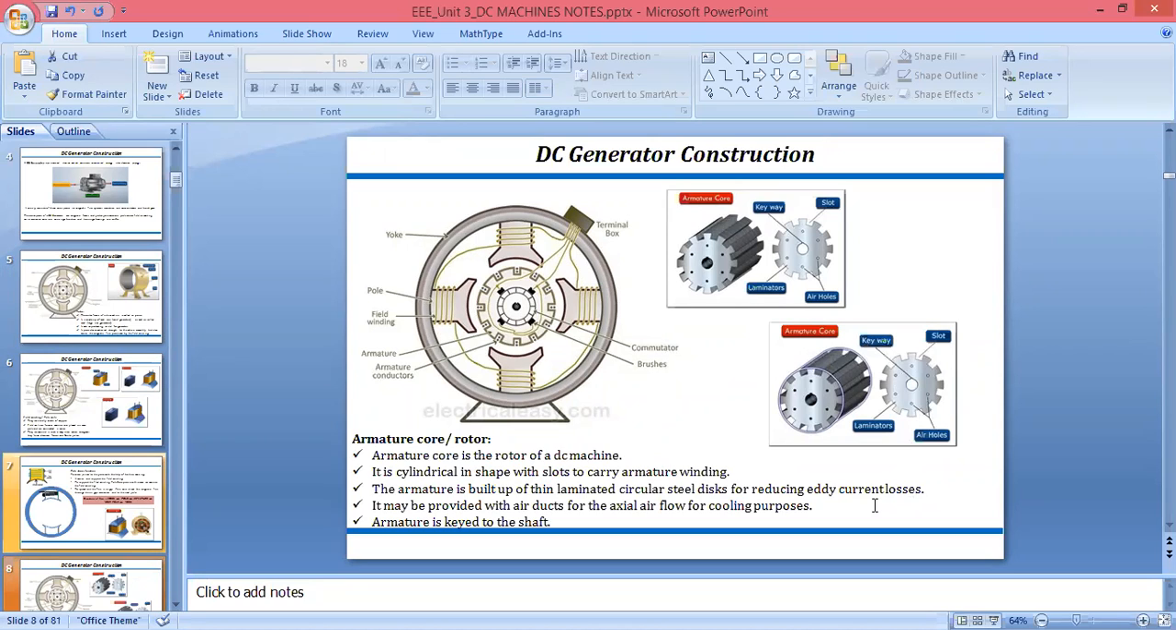we have to introduce the electricity. हमें electricity introduce करना है. So what we have to do, we have to reduce the current loss. So we will get higher amount of electricity. It may be provided with air ducts for axial air flow.